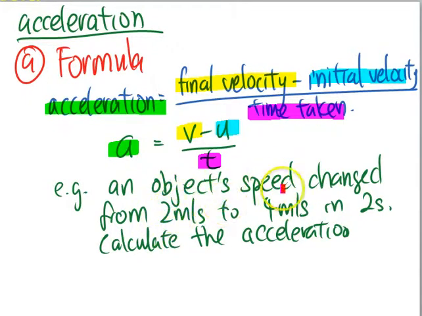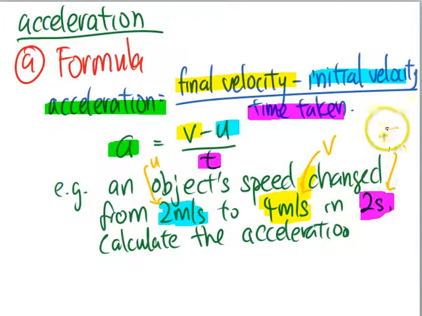So, where's the u? Okay, u is the initial speed. So the speed changed from 2 meters per second. Oh, that means this must be the start. So this is u, the initial speed. Then after that, we have to 4 meters per second. So that must be the final velocity. So this must be v. And the time taken is 2 seconds because they said that the speed changed from 2 to 4 in how many seconds? 2 seconds. So this is t.